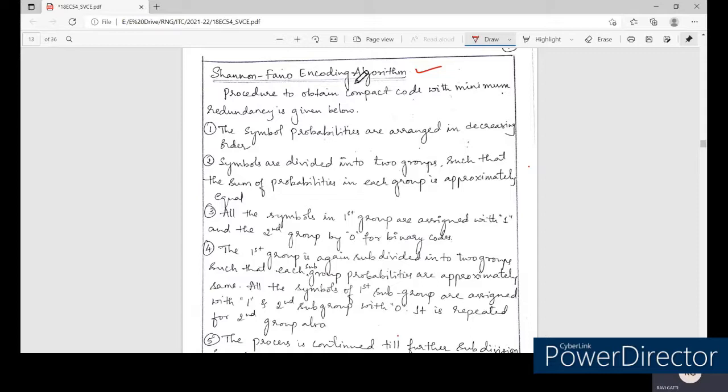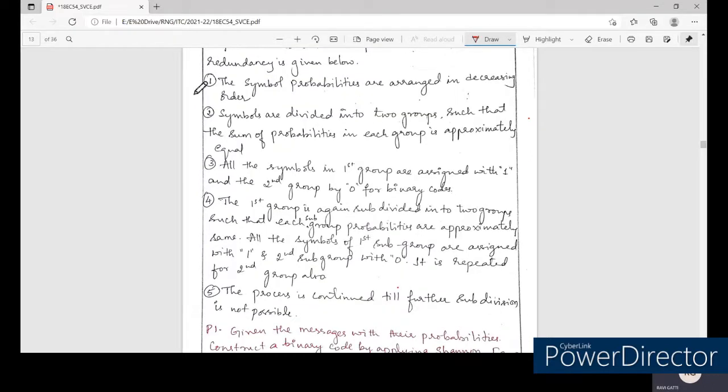Okay, so let us look into the procedure we need to adopt in order to convert the source alphabet into code alphabet. The first and foremost thing is that you need to arrange the source probability values in decreasing order of their probabilities. You will have a source alphabet, and those source symbols you need to arrange in decreasing order of their probabilities. Means the highest probability value you need to represent first, and the lower probability values you need to represent in a subsequent manner. So you arrange the source symbols in decreasing order of their probabilities.